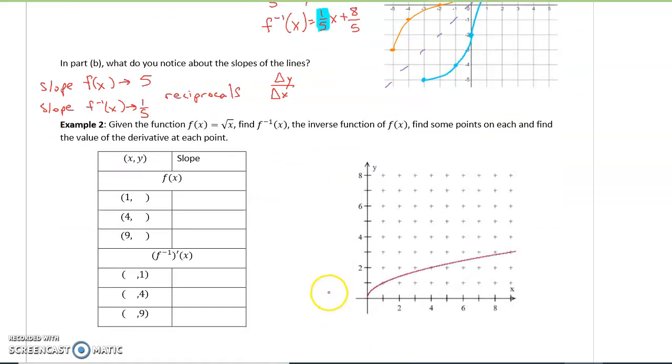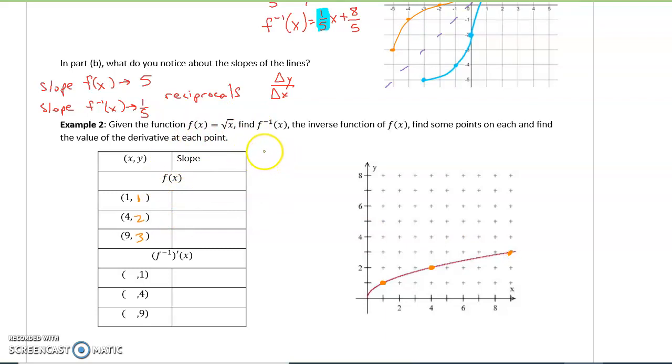The square root of x is a pretty easy one to work with. Let's take a look at some individual points on the graph f of x equals the square root of x. If x equals 1, then y equals 1. If x equals 4, then y equals 2. If x equals 9, then y equals 3. These are all just points on our familiar square root curve. All right, and now it asks us to find the slope at those particular points.